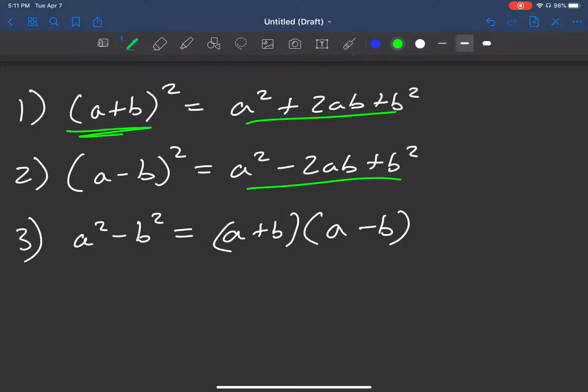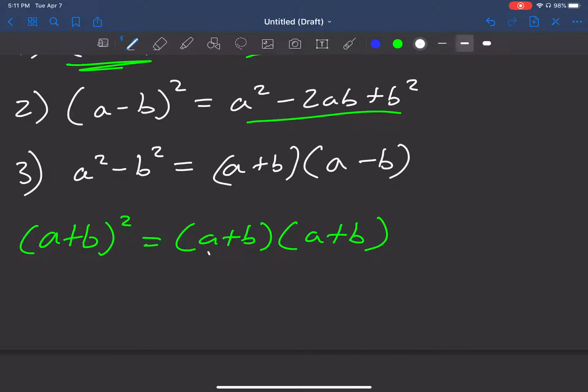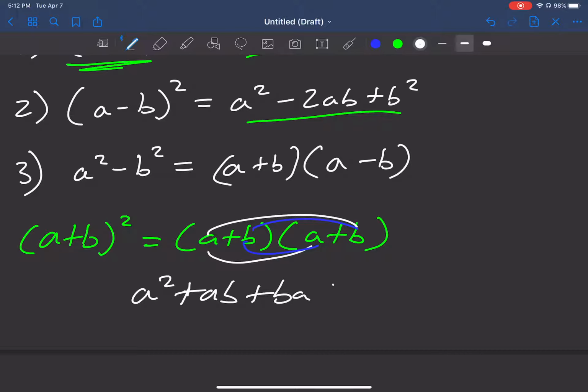Well, let's look at this. We have a plus b squared. It's the same thing as doing a plus b times a plus b. Nothing fancy there, we're just expanding it. So then you're going to distribute your a's, and you'll distribute your b's. Let's do our a's first. A times a is a squared. A times b is plus ab. B times a is plus ba. And b times b is plus b squared. So this just simplifies to a squared plus 2ab plus b squared.